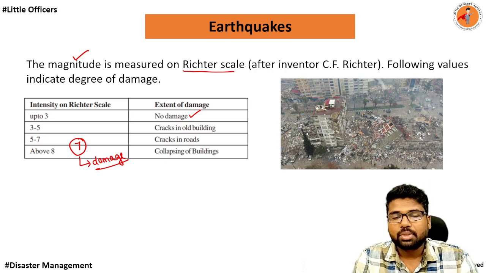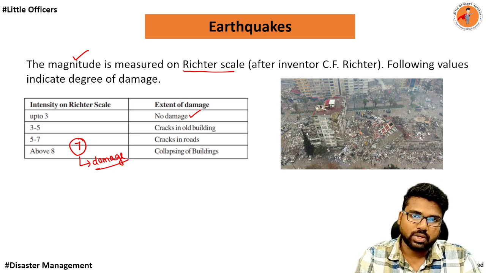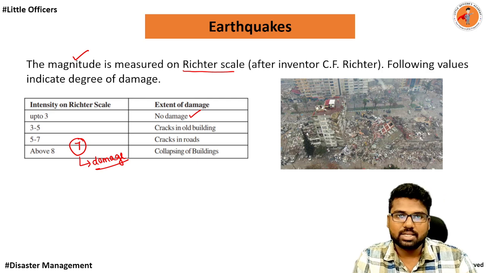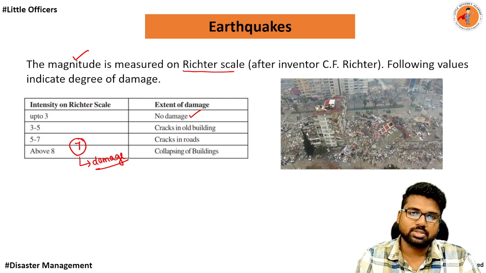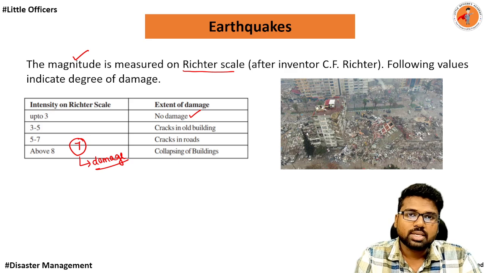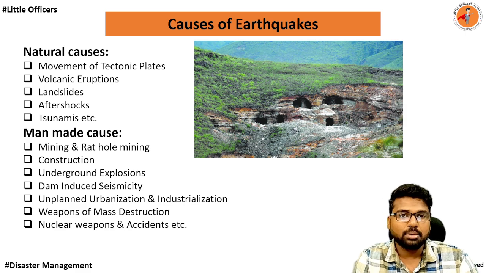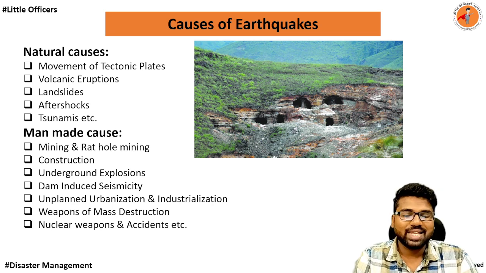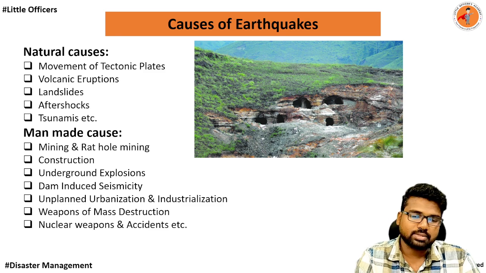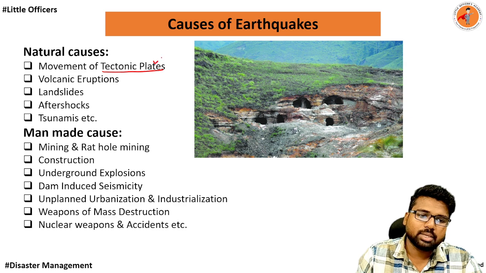Now, what are the main causes? This is about the earthquake: what is an earthquake, what is the mechanism of it, how it reaches the surface and how it causes damage. But what are the actual causes? Though we say it is a natural disaster, there can be some man-made reasons as well. So the causes can be natural causes or man-made causes. For example, under natural causes, the foremost and most important one is tectonic plate movement.